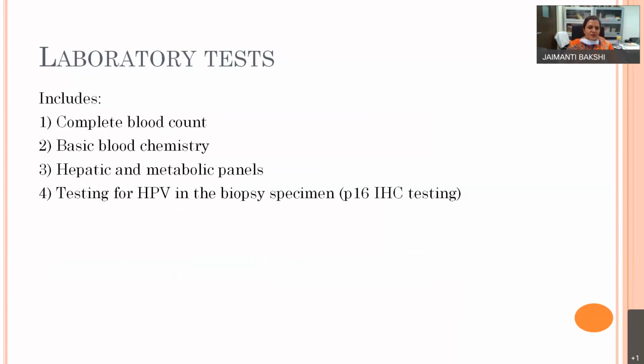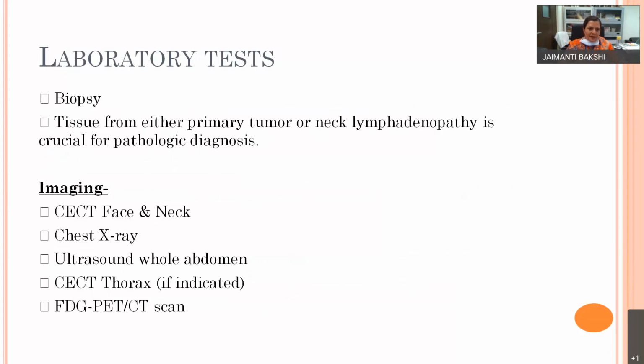The laboratory tests which should be done in these patients include complete blood count, basic blood biochemistry, and hepatic and metabolic panels to rule out distant metastases and to see the nutritional status of the patient before treatment. Testing for HPV in the biopsy specimen should be done, and we should do p16 immunohistochemistry testing. Biopsy should be done under local anesthesia. Tissue from either the primary tumor or neck lymphadenopathy is crucial for pathologic diagnosis.